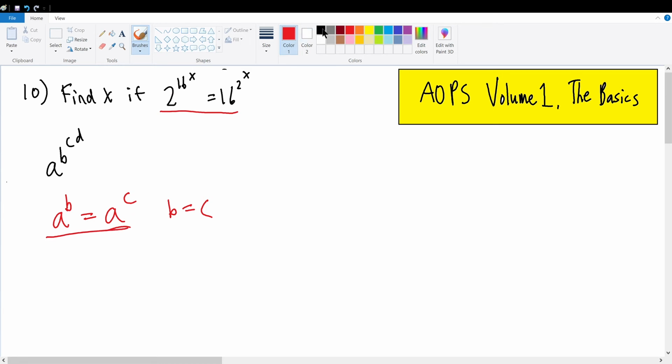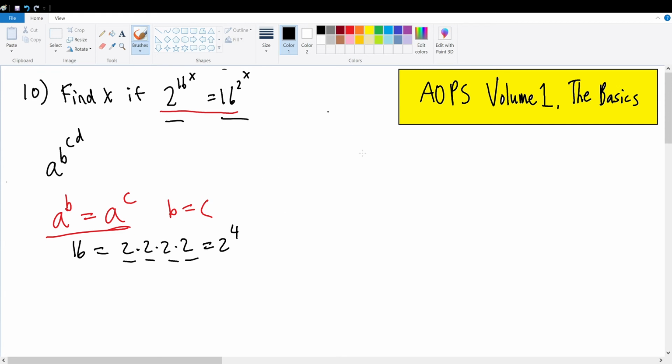A good rule of thumb when dealing with larger numbers and smaller numbers is to rewrite the larger number in terms of the smaller number. In this case, let us write 16 in terms of 2, because we have two different bases, 2 and 16. So 16 is equal to 2 times 2 times 2 times 2, which is 2 to the fourth power. This is true because 2 times 2 is 4, 4 times 2 is 8, 8 times 2 is 16. So 2 to the fourth power is equal to 16.